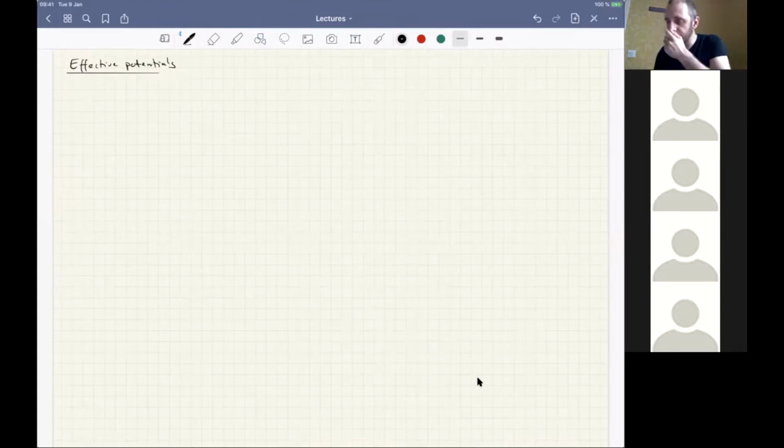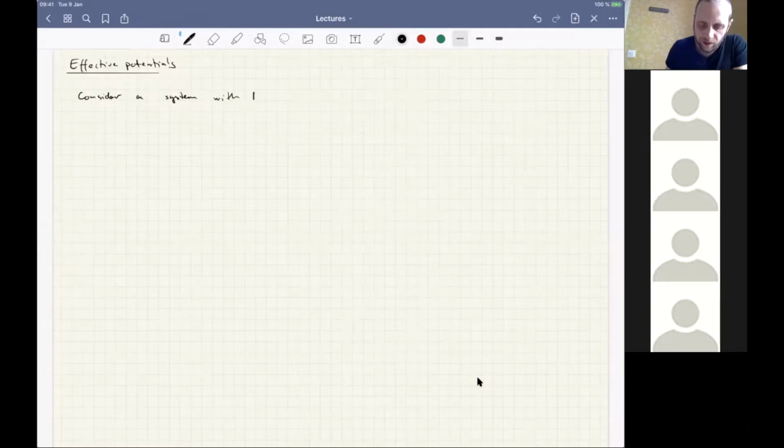And the first type of situation where this occurs is when you have different types of constraints on your system. So let me first go through the general theory, and then we will go through an example. So we're going to consider a system where we have n generalized coordinates.